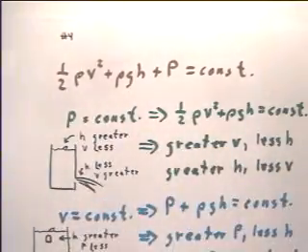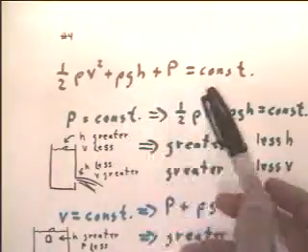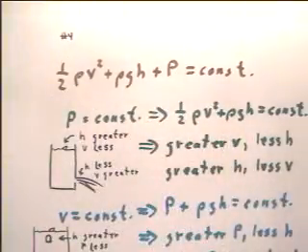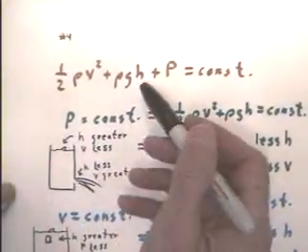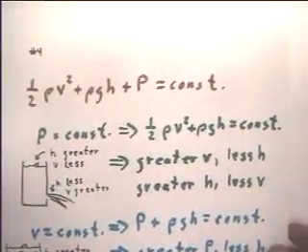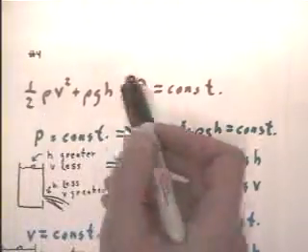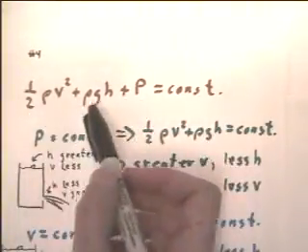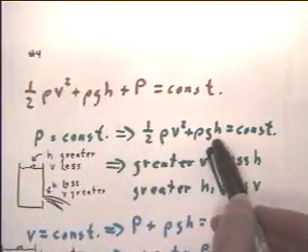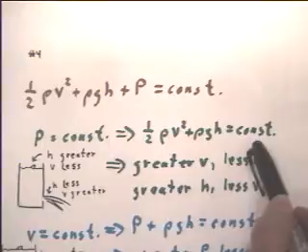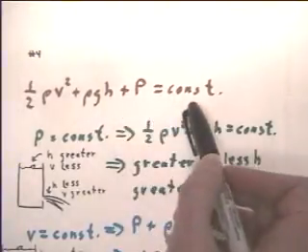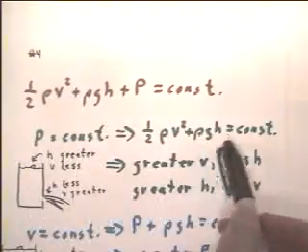This is an ideal case because there are usually dissipative forces, but this is still our first approximation when we analyze fluid problems involving pressure and depth and velocity. Now, it's fairly easy to see that if the pressure is constant and if this whole thing is constant, then these two terms will be constant. That is, 1/2 rho v squared plus rho gh has to be constant. If this is constant and this is constant, then the sum of these two has to be constant.